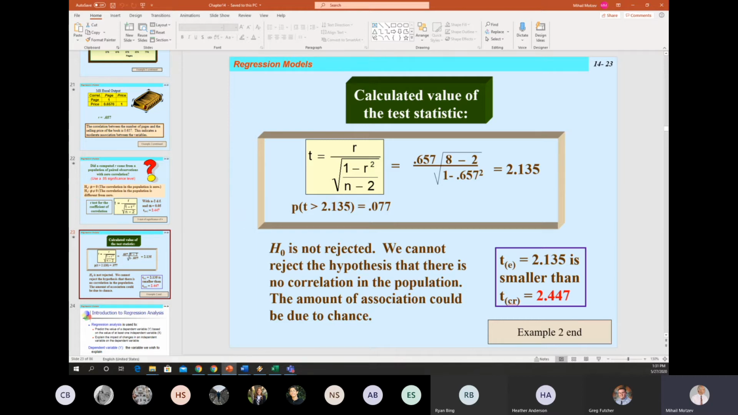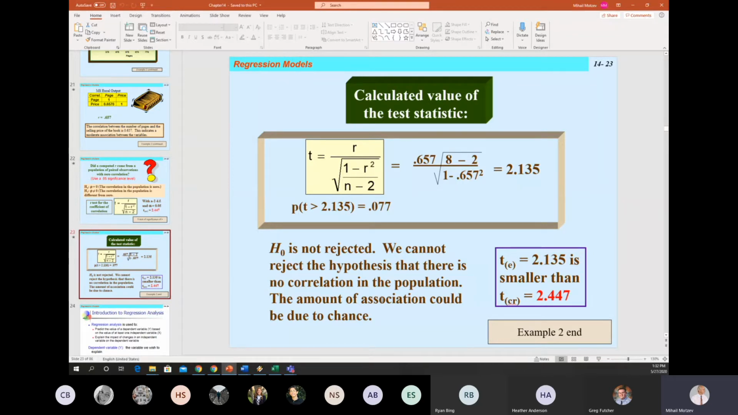Okay, so in this case, we cannot reject the null hypothesis. We cannot say that there is no relationship between the number of pages and the price of the book. No, we say that this sample does not provide enough evidence to reject the null hypothesis. And probably this association is due to chance. But we cannot say there is no relationship. We do not accept the null hypothesis. We either reject it or we cannot reject.